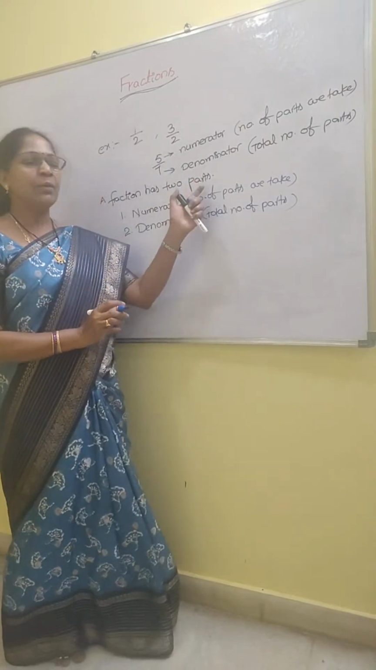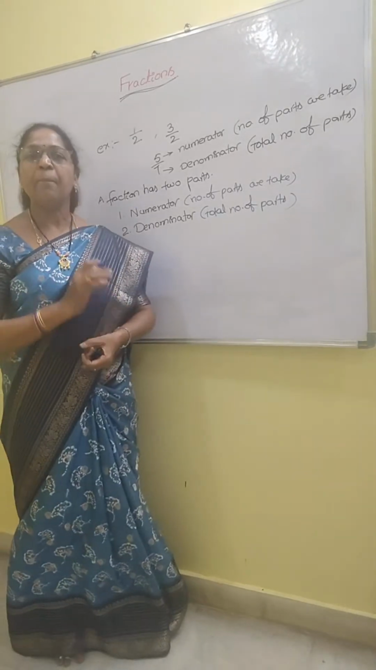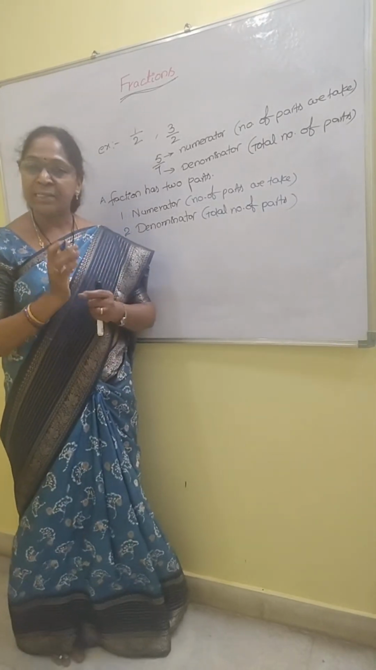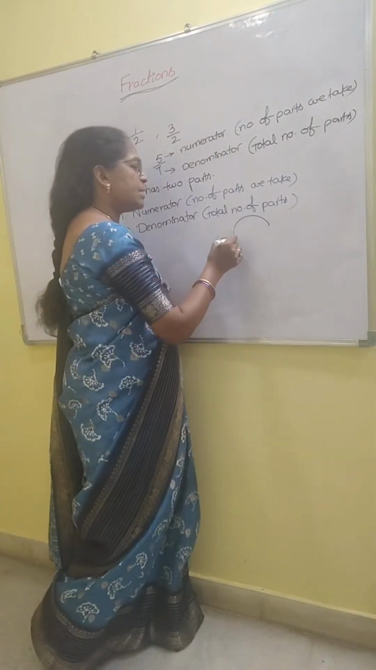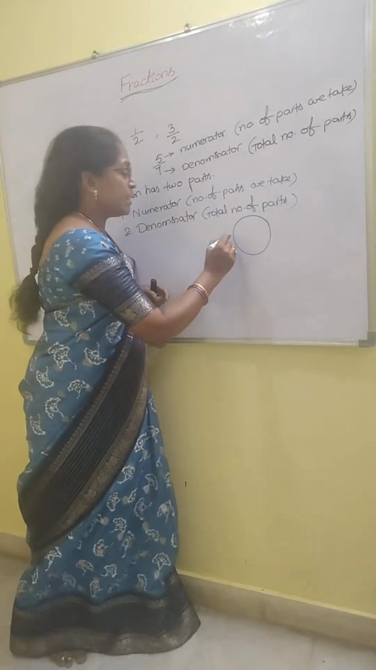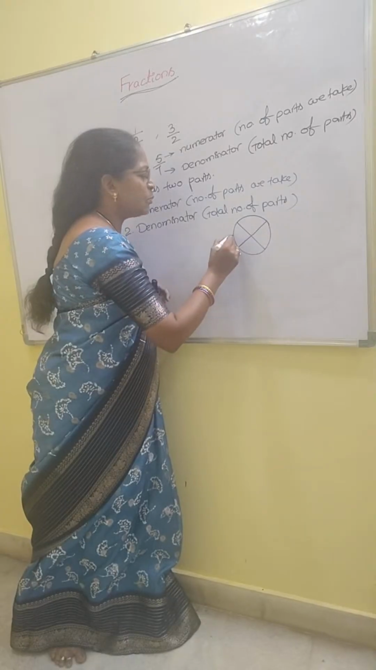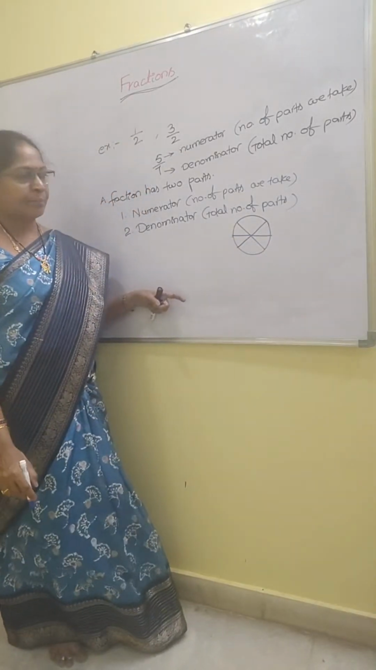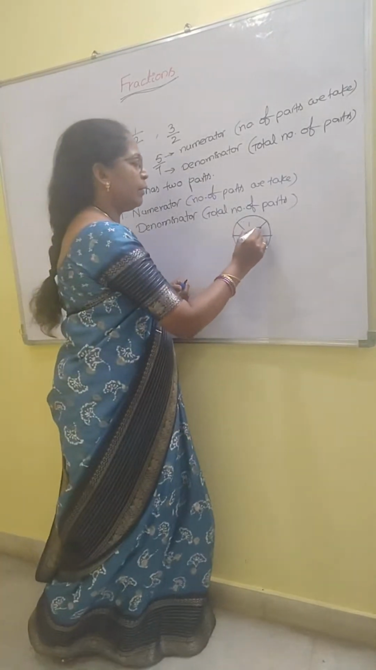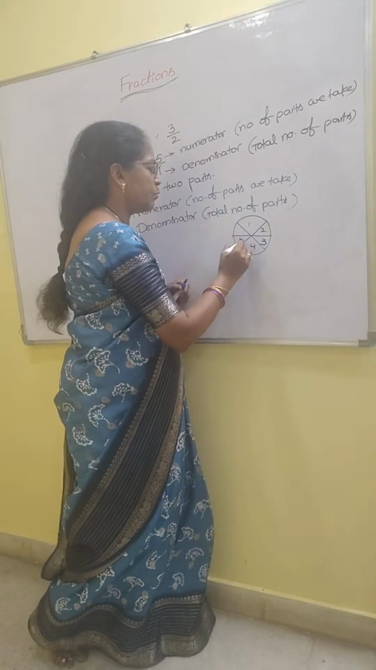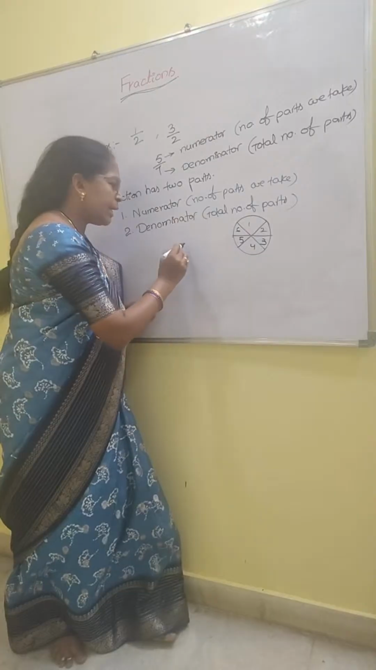Today's important topic is fraction. A fraction is nothing but a part of a whole. Whole is nothing but total. For example, this is one pizza. The pizza is cut into, suppose, 6 equal parts. What is the total number of parts? 6 parts: 1, 2, 3, 4, 5, 6.